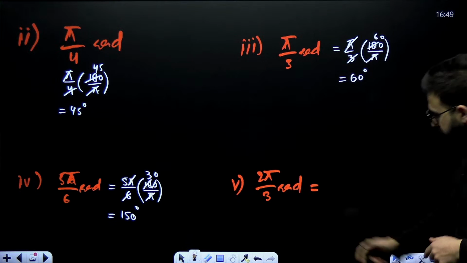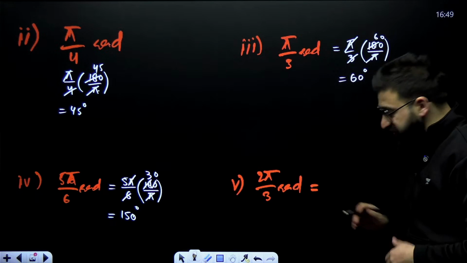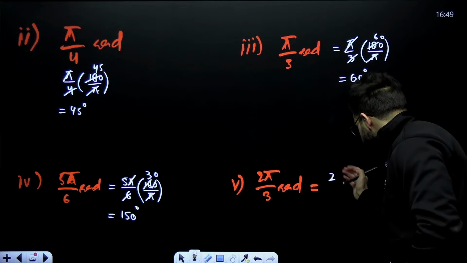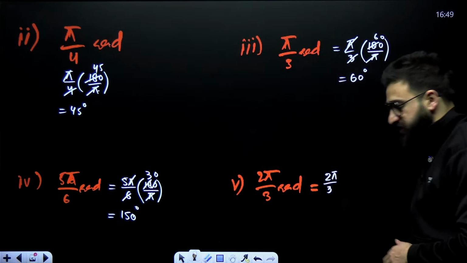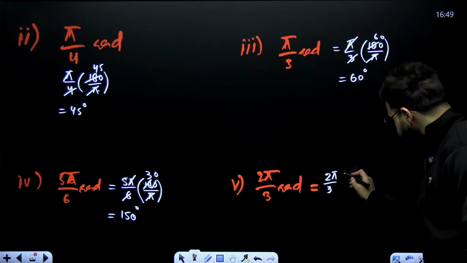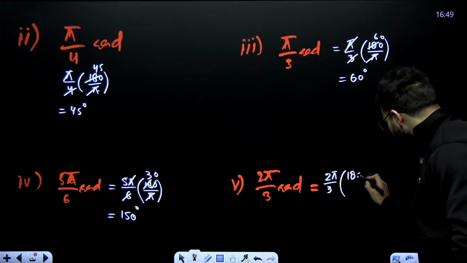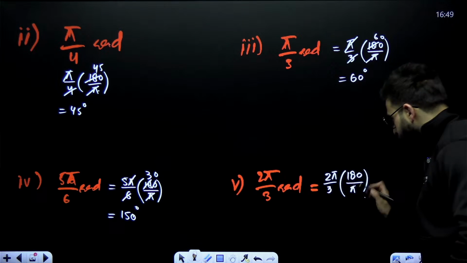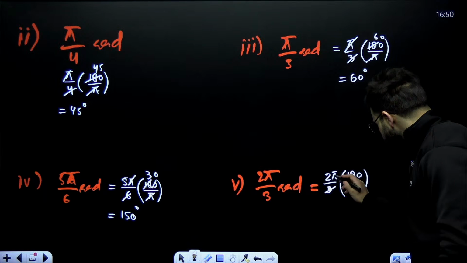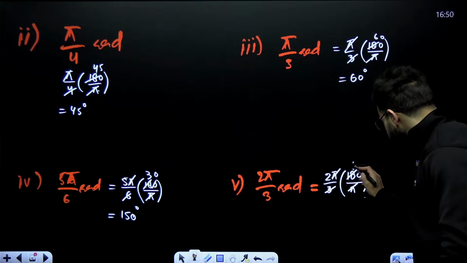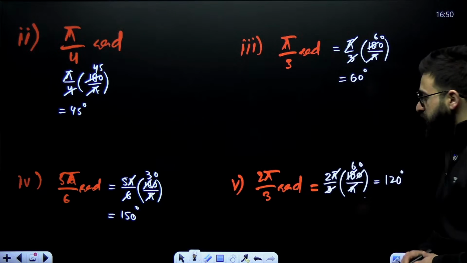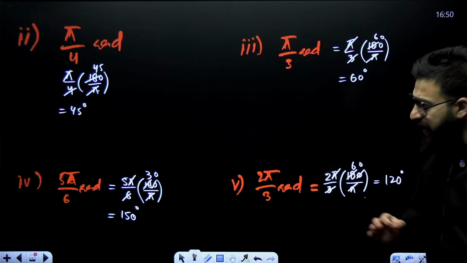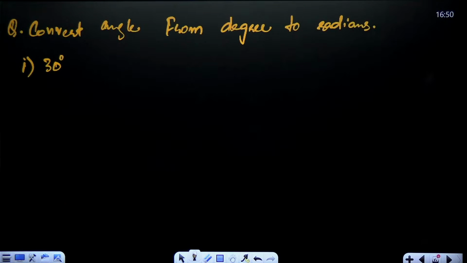Okay. Now, you have over here 2 pi by 3 radians. In this particular case, I'll write this as 2 pi divided by 3. And when it comes to the radians, you can write over here 180 divided by pi. Okay. Now, guys, pi and pi will cancel. 3 ones are 3, 3 sixes are 18, 2 into 60 is 120 degrees. So, it is 120 degrees. As simple as that.